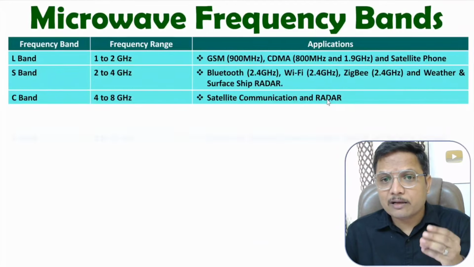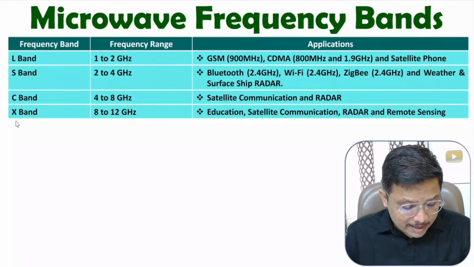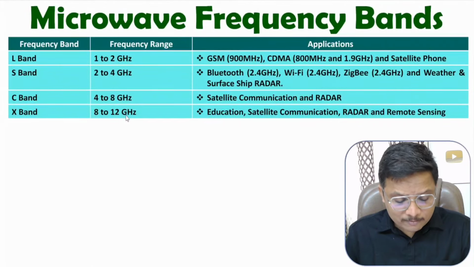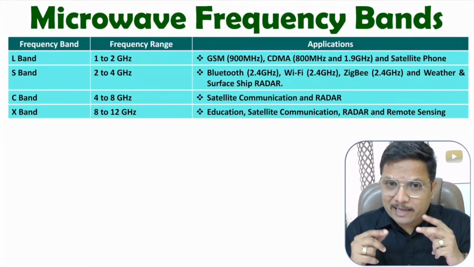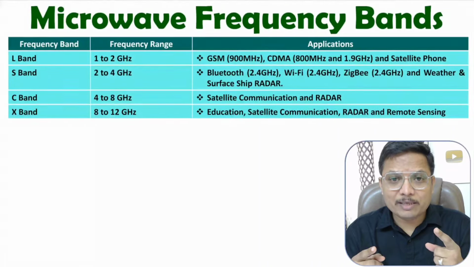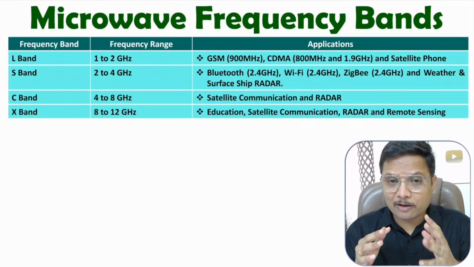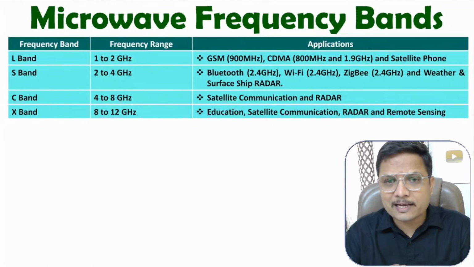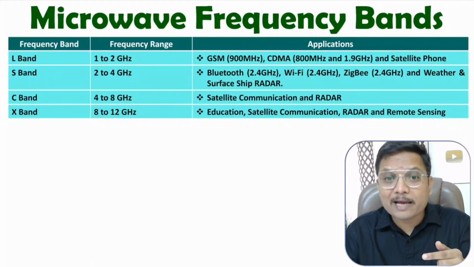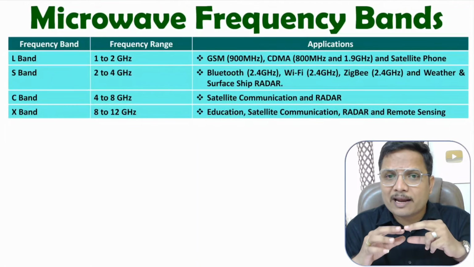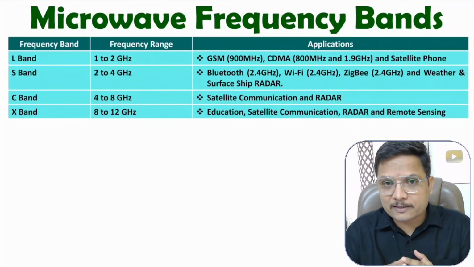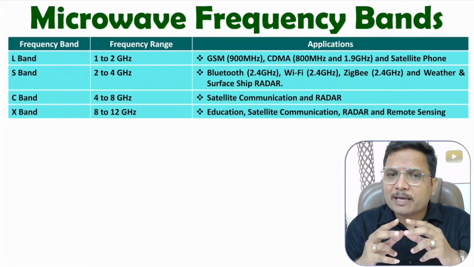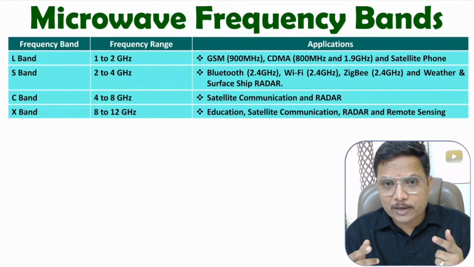After the C band, the fourth band is the X band, which has a frequency range from 8 to 12 GHz. With this frequency range, we obviously have many applications based on satellite communication and radar. But along with that, there are a few other applications as well. Like in my college, we have a microwave test bench operating at 10 GHz. Likewise, there are many other educational applications as well.